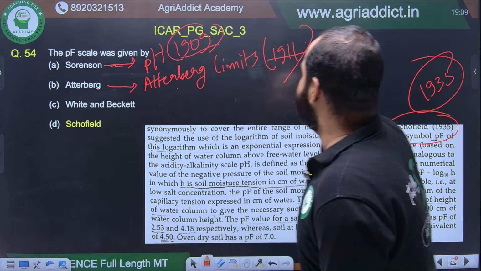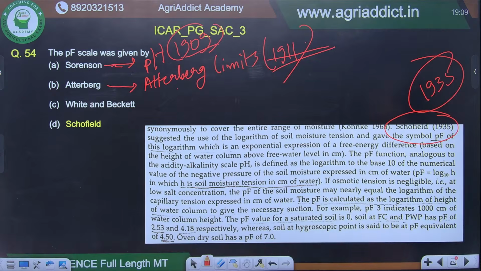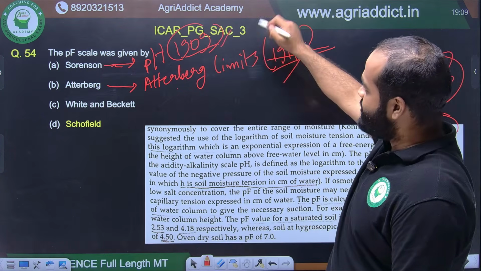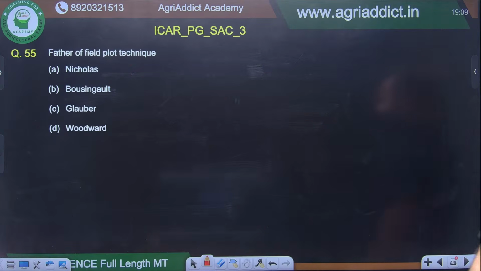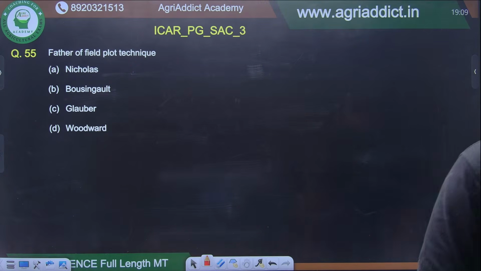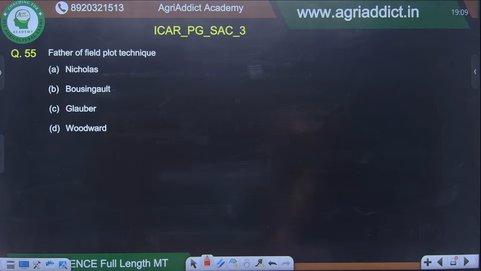You should remember the years also. JRF में years भी आते हैं, important है. So pH 1909, Atterberg limit 1911, and 1935 is Schofield. Father of field plot technique. Again BSc first year. We are very frequently going to BSc first year and coming back to fourth year JRF.